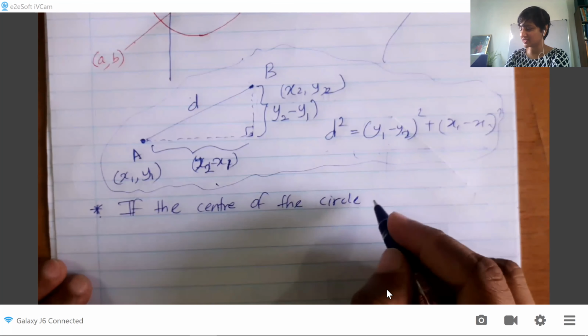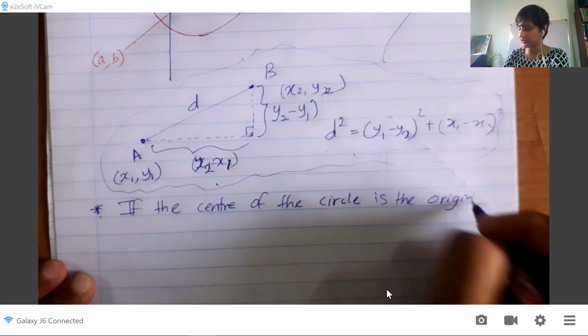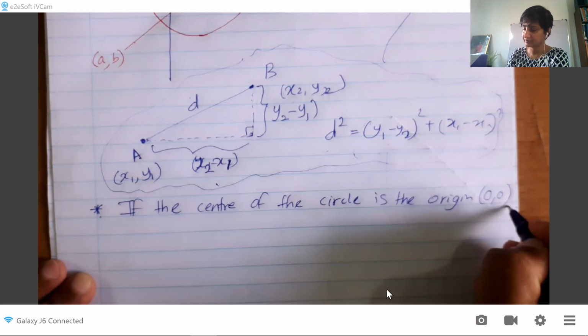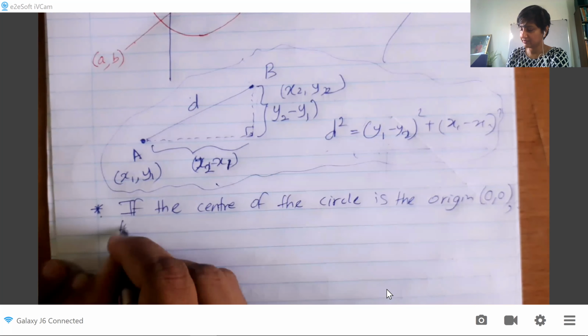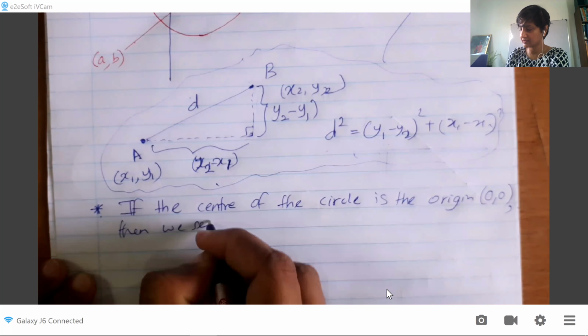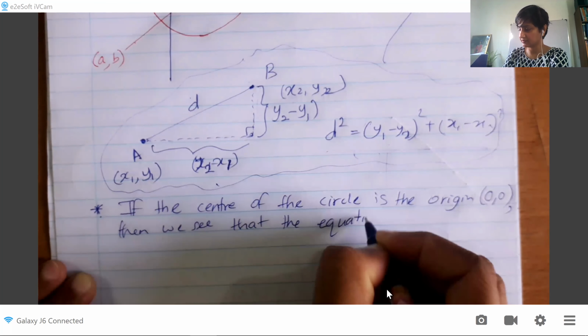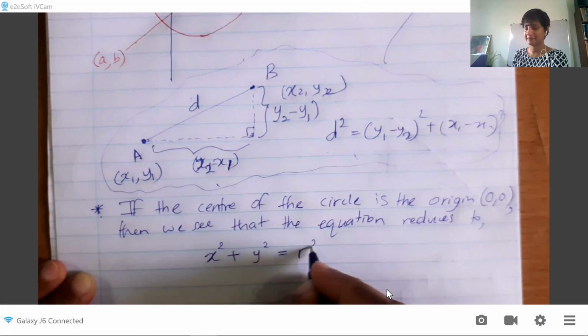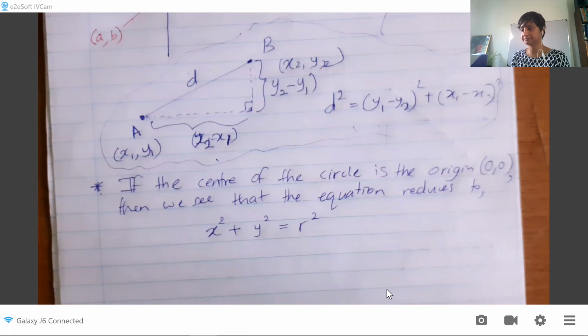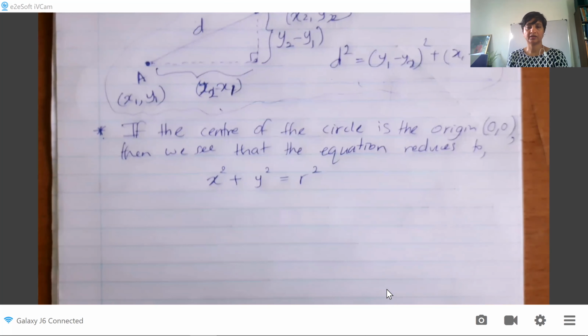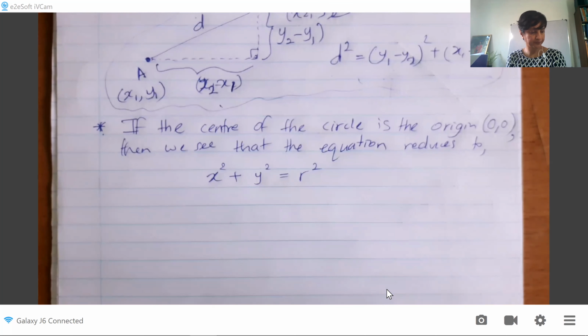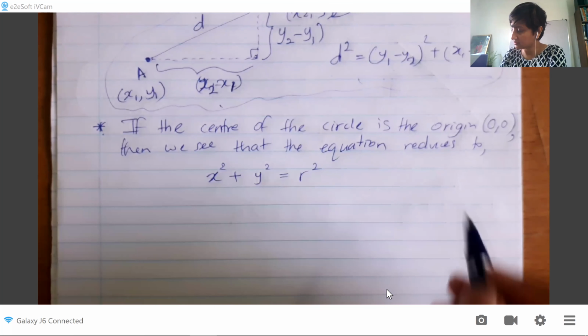If the center of the circle is the origin, which means 0, 0, then we see that the equation reduces to x squared plus y squared equals r squared. Remember, r is the radius. And if you want, what I mean is this.